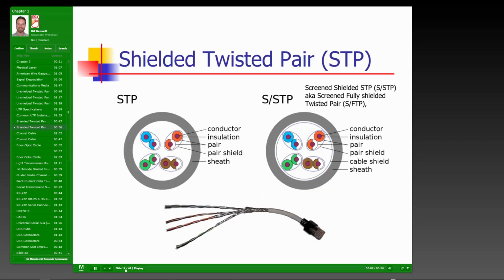So again, here's a graphic, good representation, cross-section of two different types of STP, standard STP on the left and screened STP on the right. Again, the screening is just like it was in UTP. It has that additional shielding, the cable shield, just inside of the sheathing. And so in this graphic, in both the left-hand and the right-hand graphic, you can see there's also an additional circle around the pairs of wires. So that's the additional shielding for the STP cable, and that's why it's called shielded twisted pair cabling.